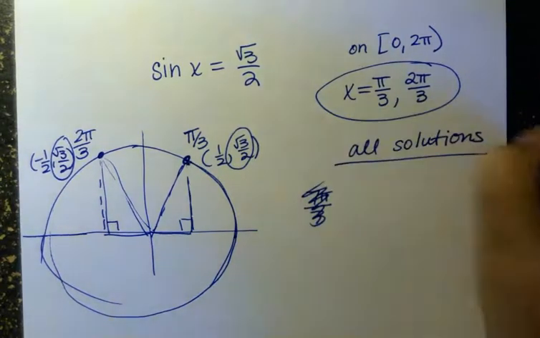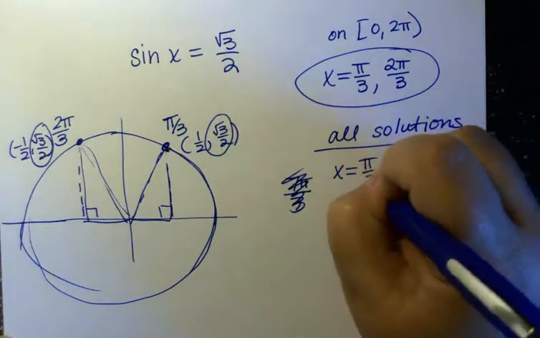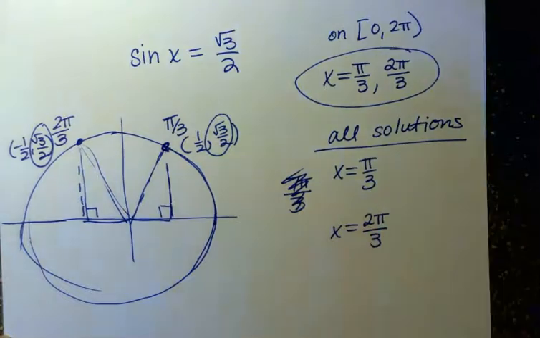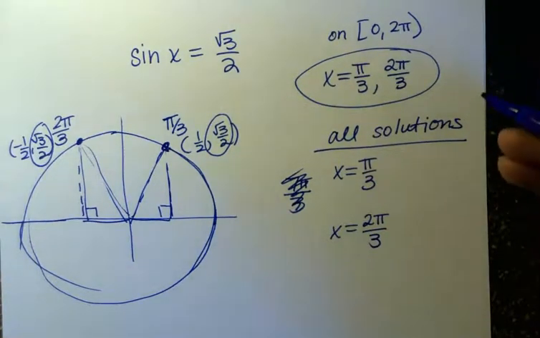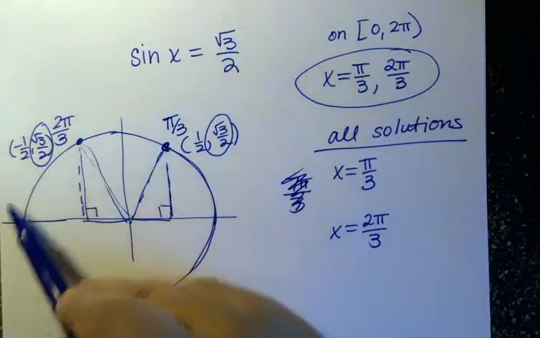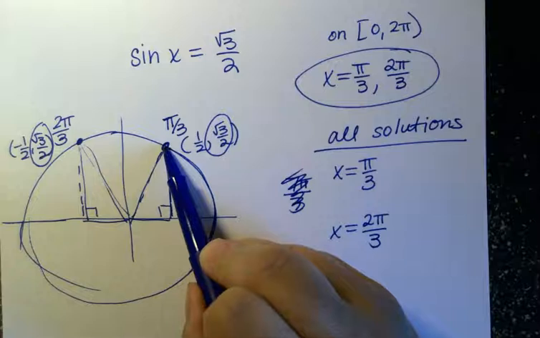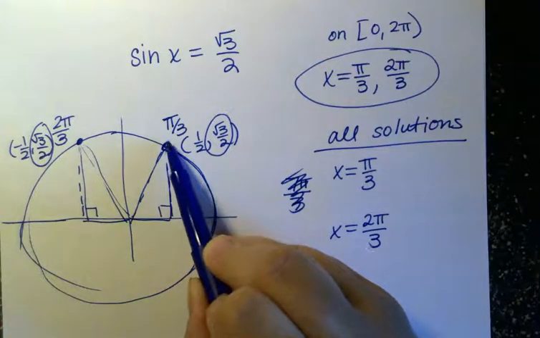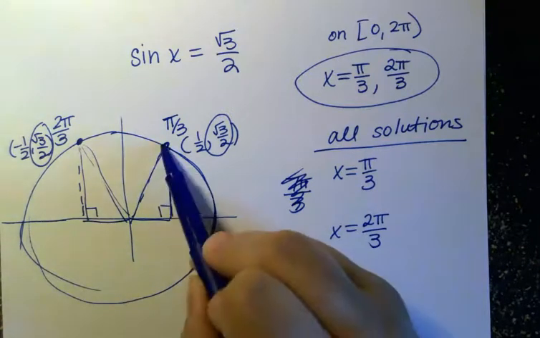For all solutions, the way I would say it is, let's start with the ones on the unit circle, those basic ones that I would answer if you only wanted the unit circle values. And then coterminal angles basically happen when I go all the way around the circle and get back to that spot. All the way around the circle is 2 pi. 360 degrees is the same as 2 pi. So this plus 2 pi would get me back there.